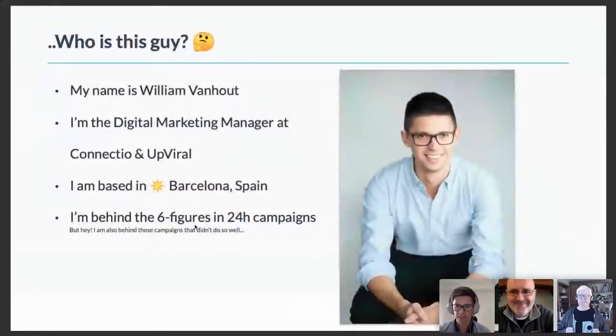But I thought before we dive into the meat and the potatoes, guys, that I'd give a brief introduction about myself, because you might be thinking, who the hell is this guy, right? So my name is William Van Out. I'm the digital marketing manager here at Connect.io and UpViral. I'm based in the sunny Barcelona in Spain, and I am behind some six figures in 24-hour email marketing campaigns that we're going to dive into in this training. But hey, full disclosure, I'm also behind those campaigns that didn't do so well. So it's not that everything we touch becomes gold. That is not the case. Sometimes we also do things that flop. But what I'm sharing with you is what worked.